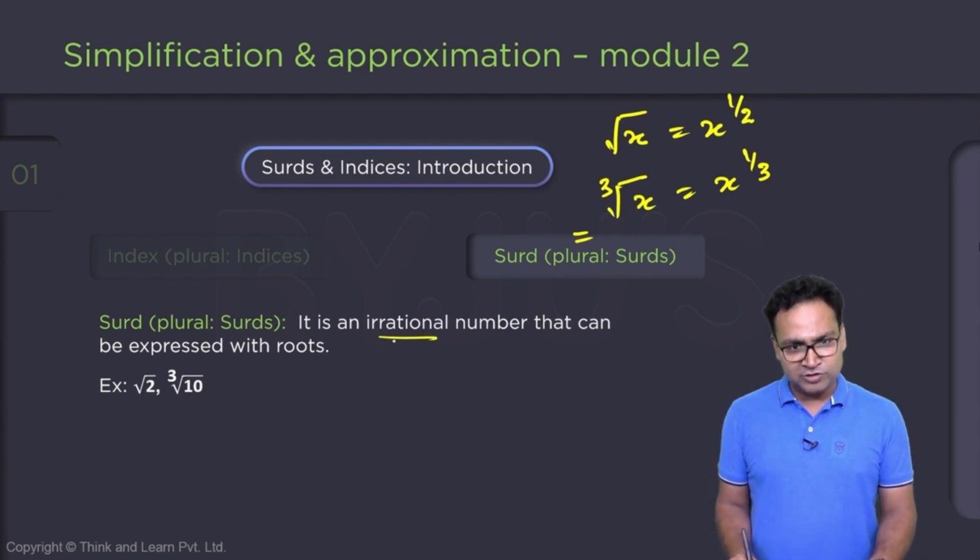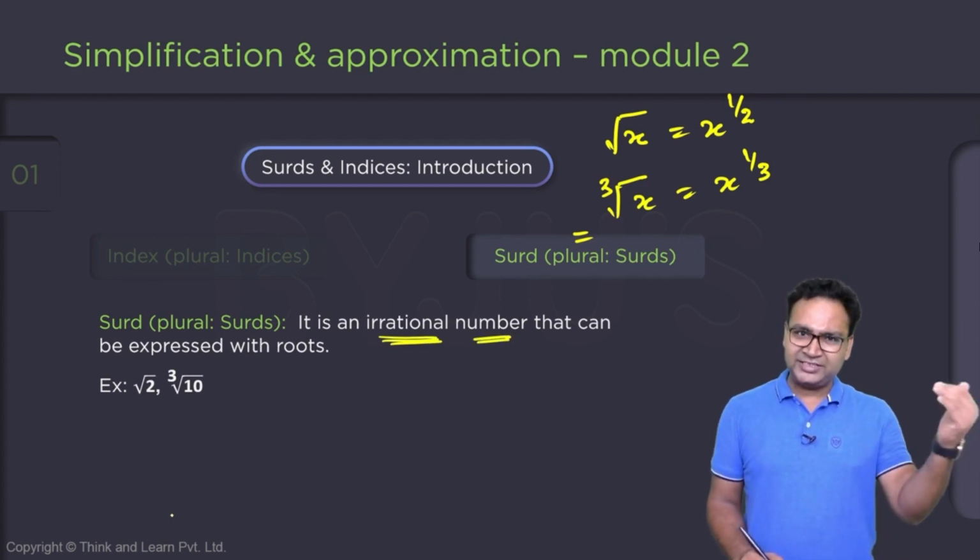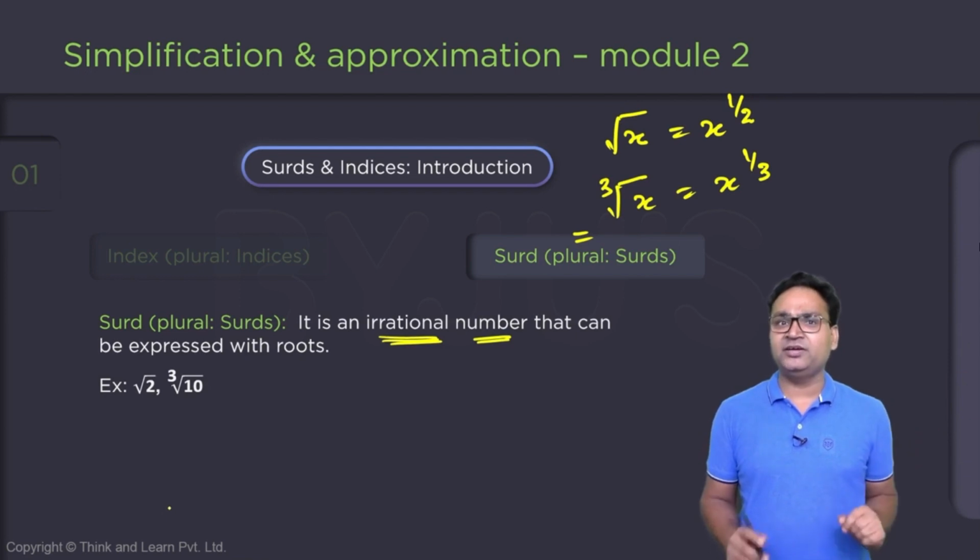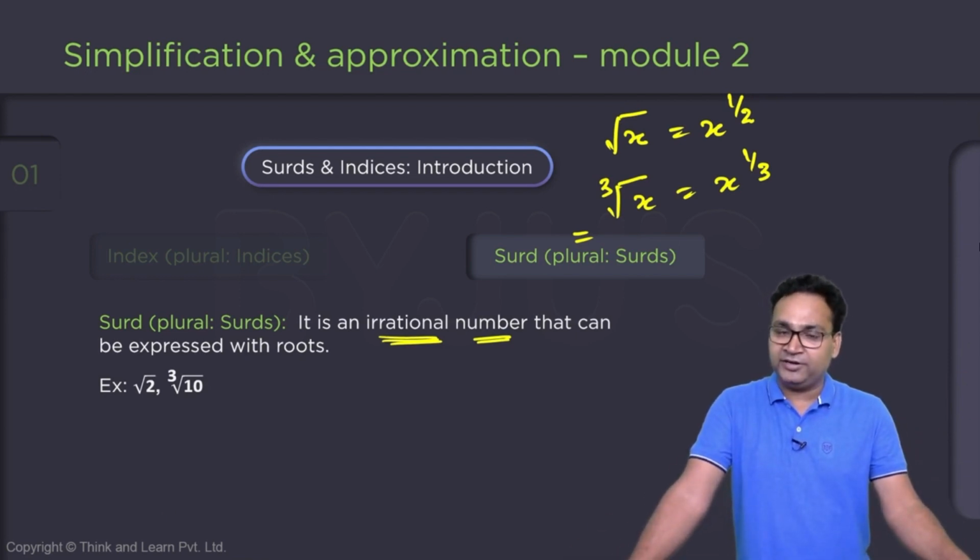So we can also call these numbers irrational numbers. You must have read this in your early age when you studied about number line, real numbers.